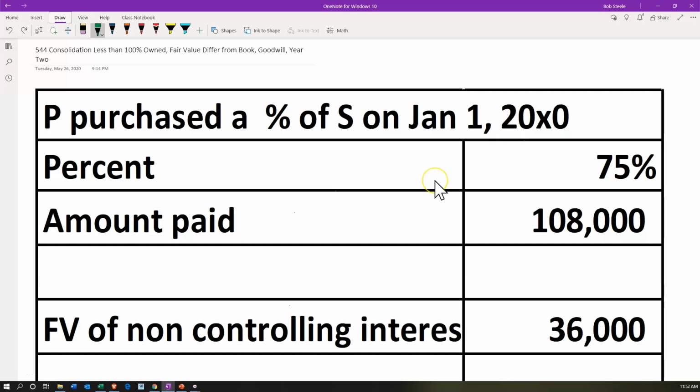Get ready to account with Advanced Financial Accounting. Here we are in OneNote. We're going to go over the information related to the problem first. Then as we go through the problem, we will be pulling pieces from this to work the problem.